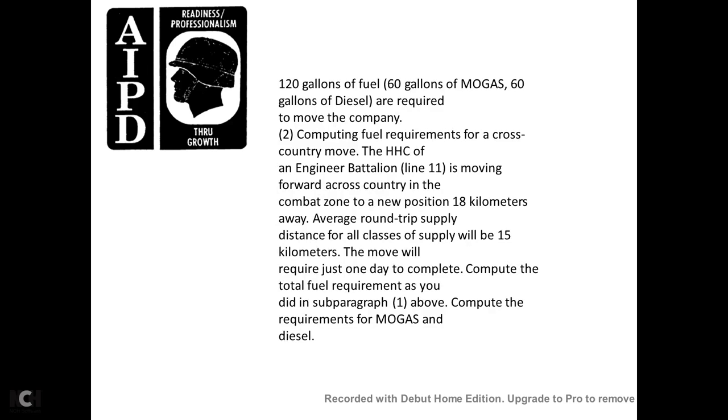company. Computing the requirements of a cross-country move: the headquarters company of an engineering battalion moves forward across country in the combat zone to a new position 18 kilometers away. The average round-trip supply distance for all classes of supply is 15 kilometers. The move requires just 1 day to complete. Compute the total fuel requirements as was done in subparagraph 1 above, computing the requirements for the MO-gas and the diesel.